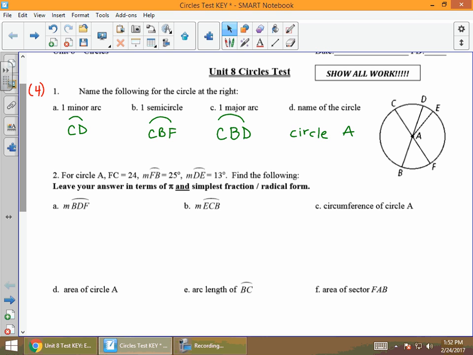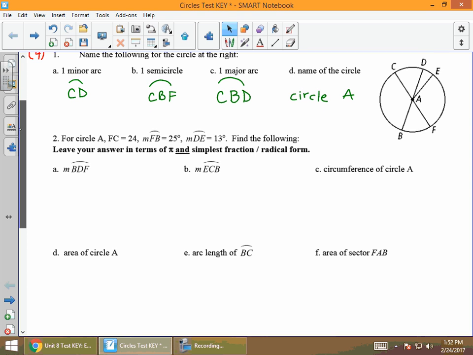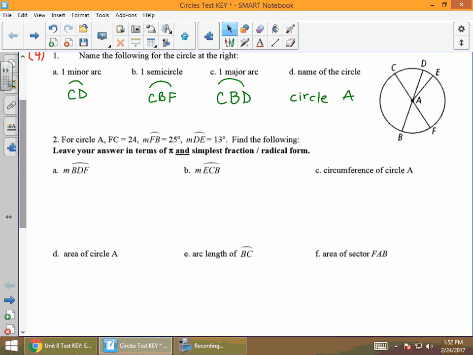All right, moving on to question 2. Question 2 has 6 different parts, so question 2 is worth 6 points. We've got a point for each part. And it says for circle A, so I'm going to leave that picture up there in the upper right. It says FC, so this whole distance here, FC, the diameter is 24, so that tells me that the radius here is 12. Those are both 12s.